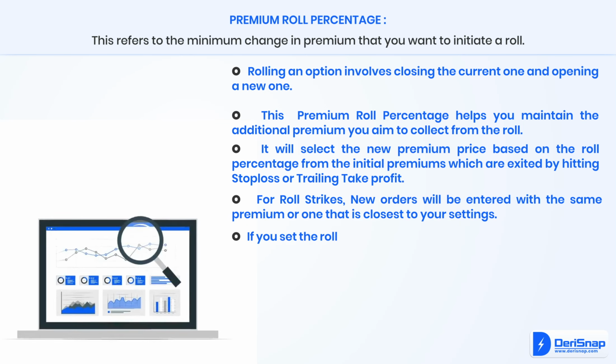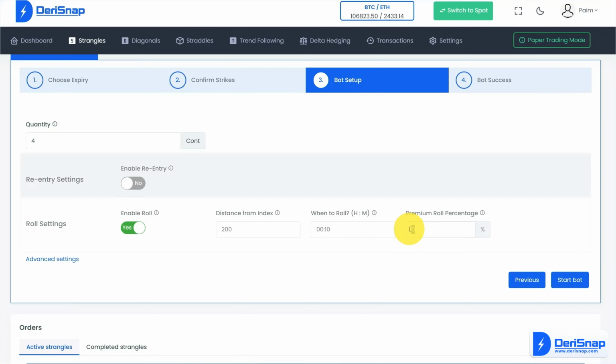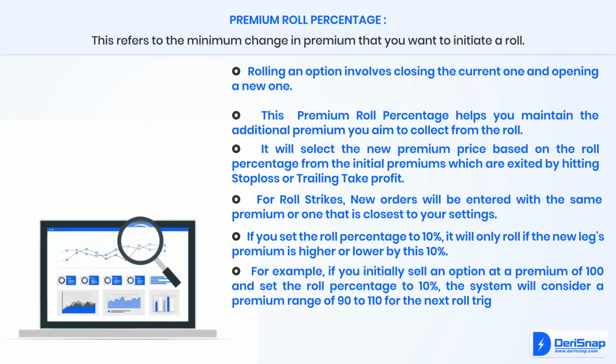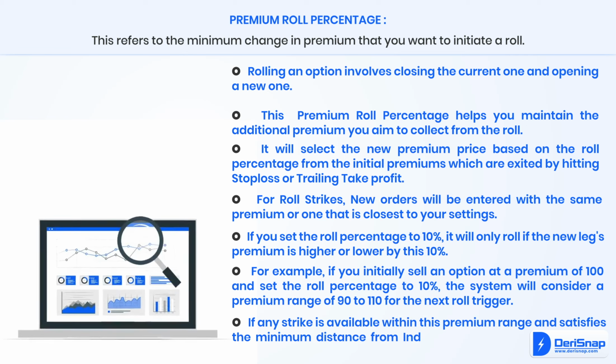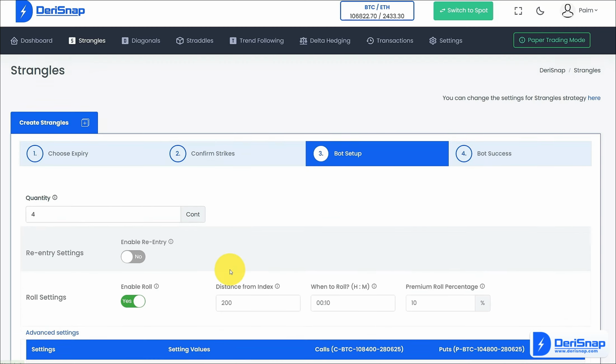If you set the roll percentage to 10%, it will only roll if the new leg's premium is higher or lower by this 10%. For example, if you initially sell an option at a premium of 100 and set the roll percentage to 10%, the system will consider a premium range of 90 to 110 for the next roll trigger. If any strike is available within this premium range and satisfies the minimum distance from index criteria, a new order will be generated. Once all roll settings is done.